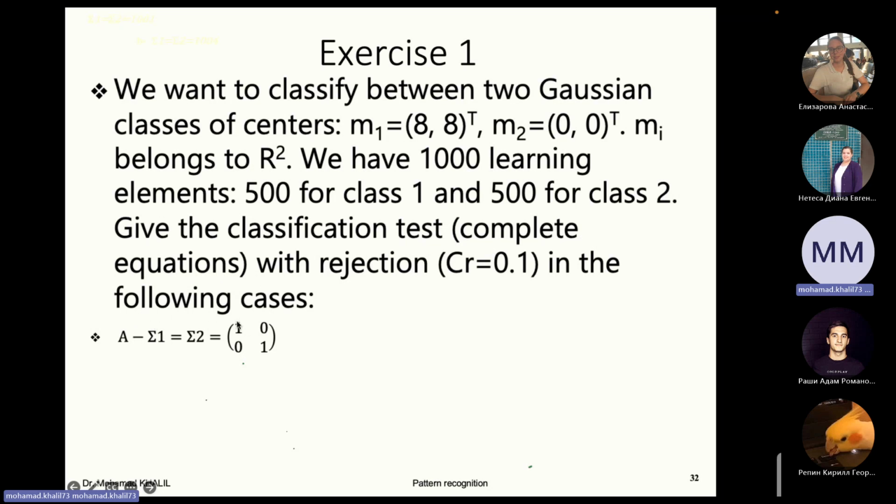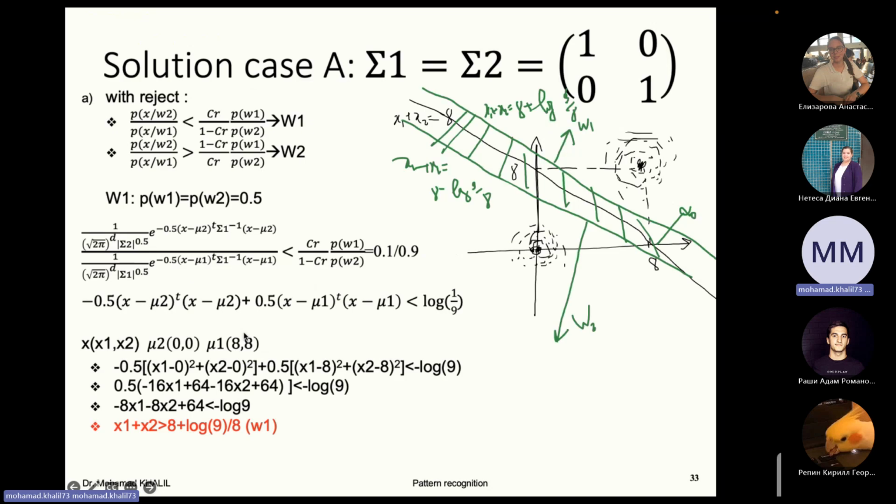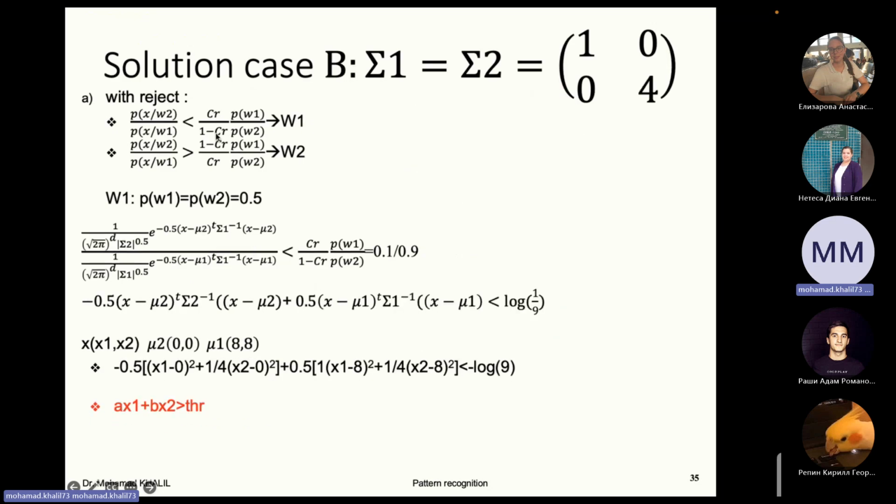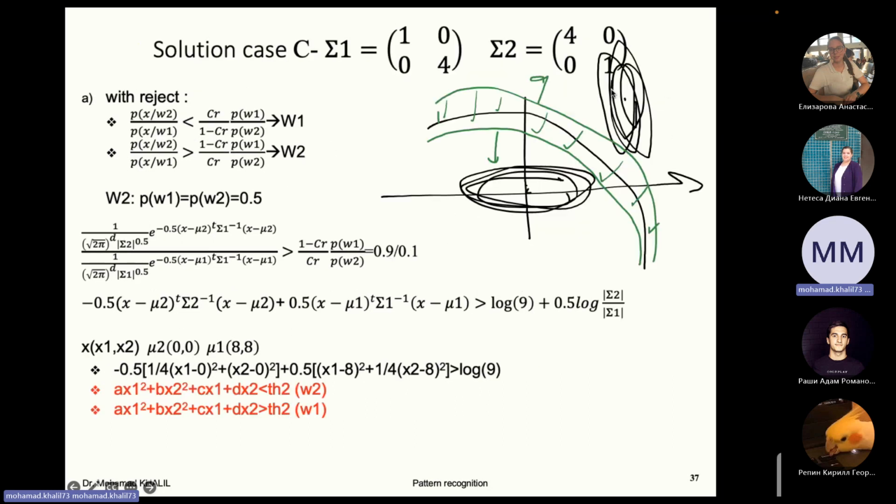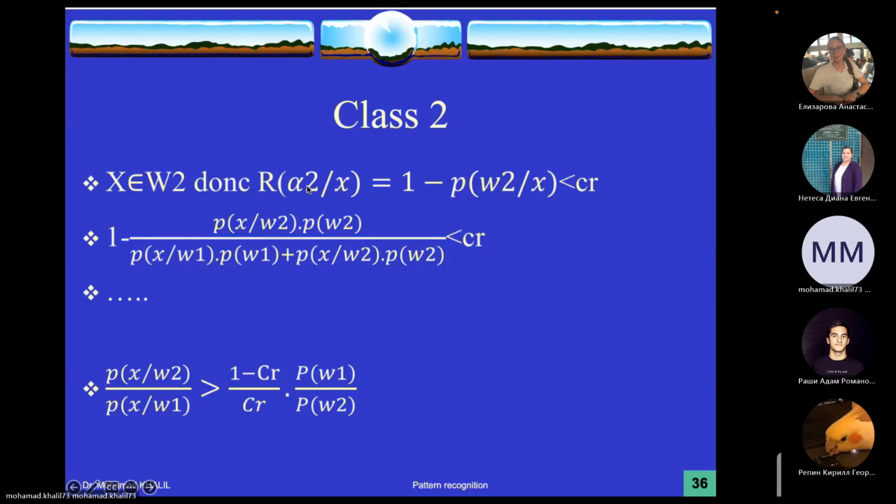The case 1 is sigma 1 equals sigma 2 equals I, and the second case is sigma 1 equals sigma 2 equals 1 over 4, and the third case is sigma 1 and sigma 2 are different. Okay, I will start.